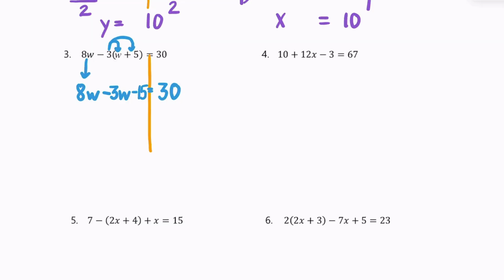Now looking at that left-hand side, it's not ready for a two-step equation yet. There are still like terms on that left-hand side. So they're on the same side of the equal sign. So we're just going to combine them as we see them. We're going to simplify using the same operation that's present. So 8w minus 3w will give us 5w. And I will bring down the minus 15.